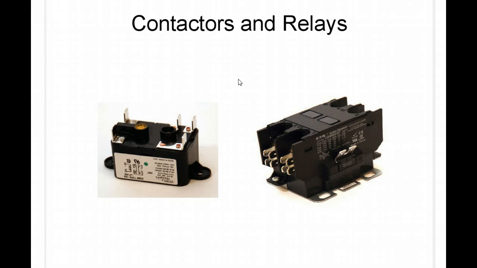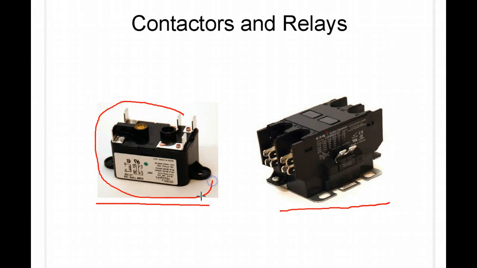Contactors and relays are very similar to each other. They operate on the same principles. They're electrically controlled switches, the difference being that contactors have a larger load capacity, can carry higher voltages and current, and then your relays are for smaller loads and current. So compressors and big condenser fan motors are usually run by a contactor. Your indoor fan motor will be run by some type of relay such as this.